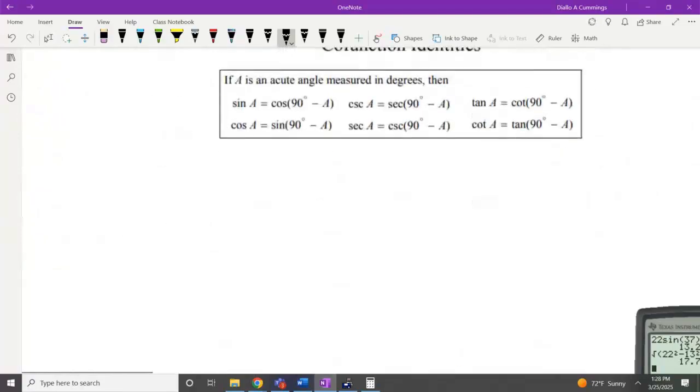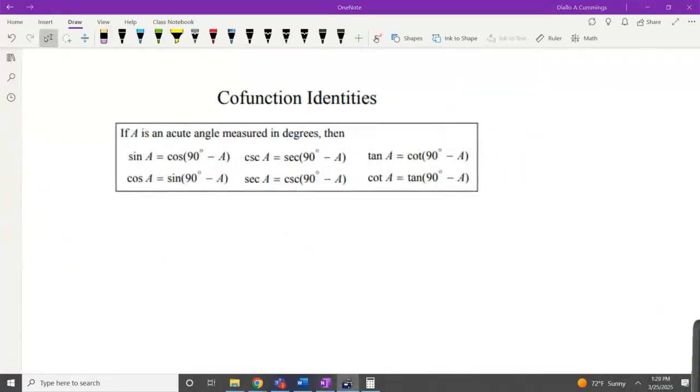All right, next we have what are called cofunction identities. These are formulas that have already been proven, and we're simply going to use them as they are. So here's what a cofunction identity is. It says that the sine of A is equal to the cosine of 90 degrees minus A. The cosine of A is equal to the sine of 90 degrees minus A. Notice that they actually have the same value.